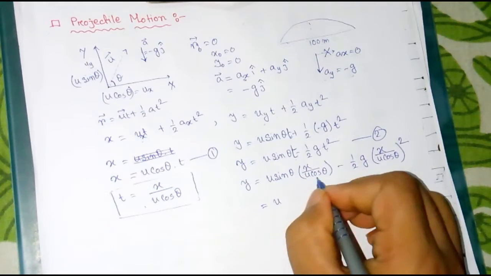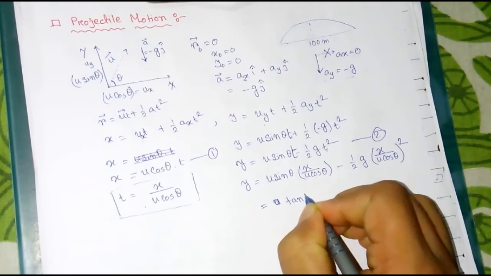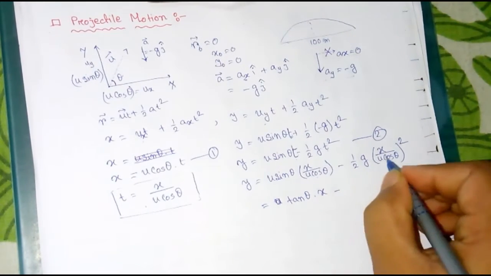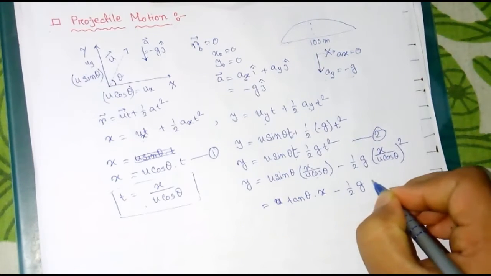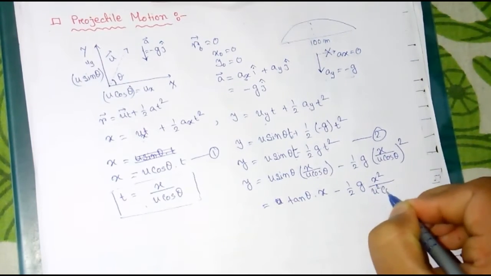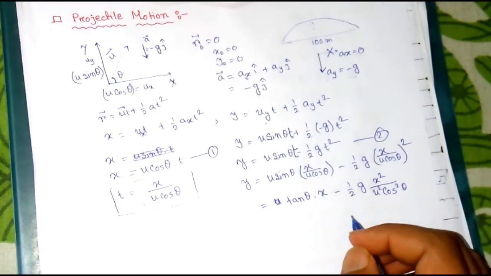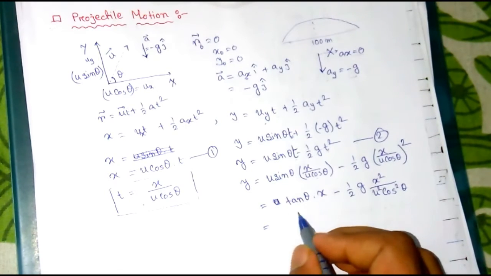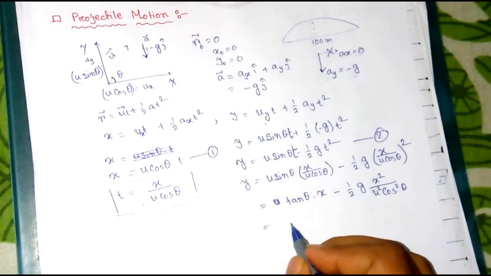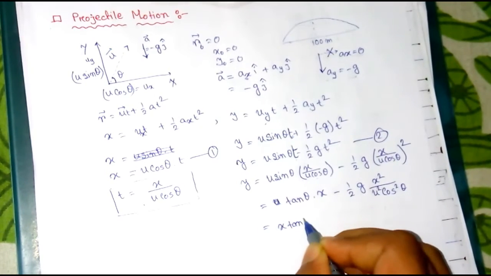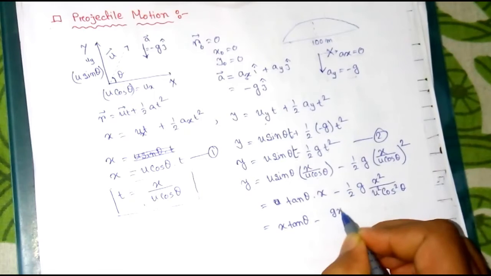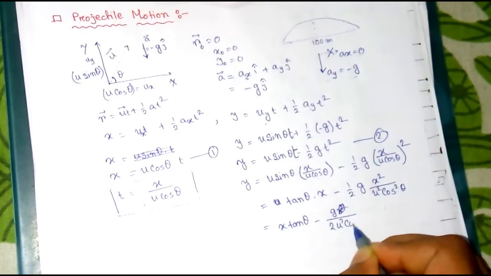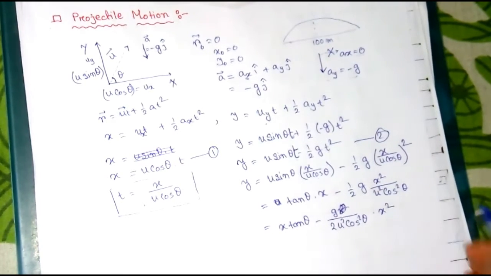Now u sin theta by u cos theta will be tan theta, times x, minus half g x square over u square cos square theta. So we can write it as y equals x tan theta minus g x square by 2u square cos square theta.